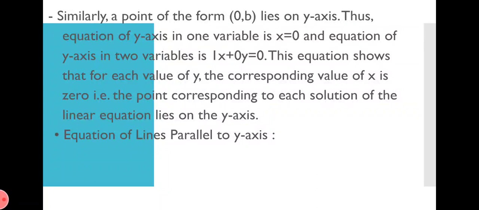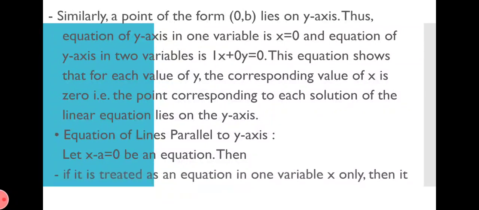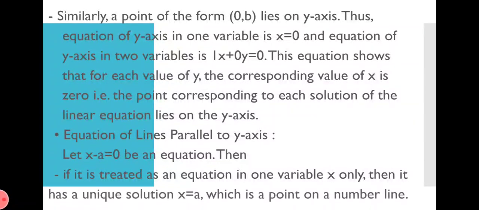Now let's see what is the equation of lines parallel to the y-axis. Let x minus a equal to 0 be an equation. Then if it is treated as an equation in one variable x only, it has a unique solution x equal to a, which is a point on a number line.